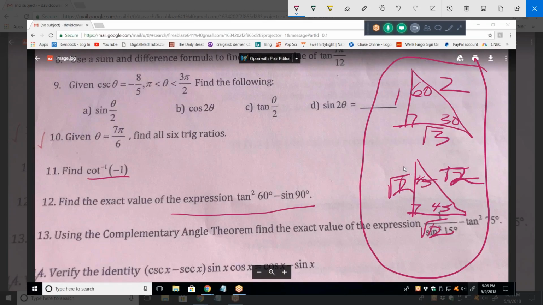Looking at my triangles, 1 over root 3. Oh, the tangent of 60. Okay, so then it's root 3 over 1. Now what's that squared? 3. What's the sine of 90 degrees? Is it opposite? Okay, so it's 90 degrees in the first one? Just 2 over the 1? Sine of 90 degrees is 1.